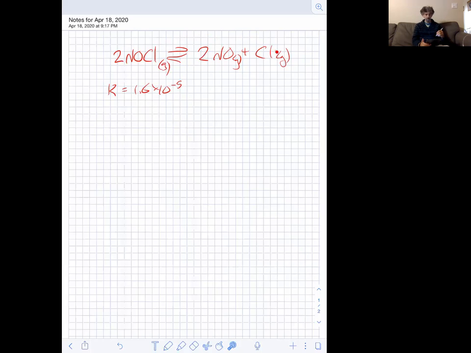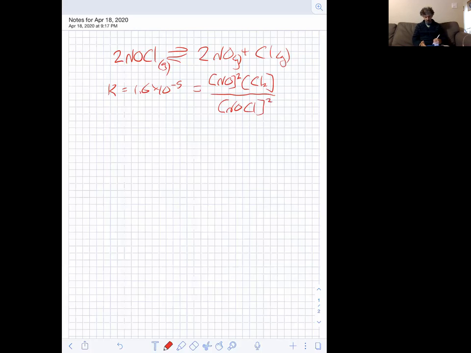So your first task is to take that K value and set it equal to, using what's called the law of mass action, the expression: concentration of nitric oxide squared, remember those little brackets mean concentration of, times concentration of chlorine gas, over concentration of NOCl, and that's squared.